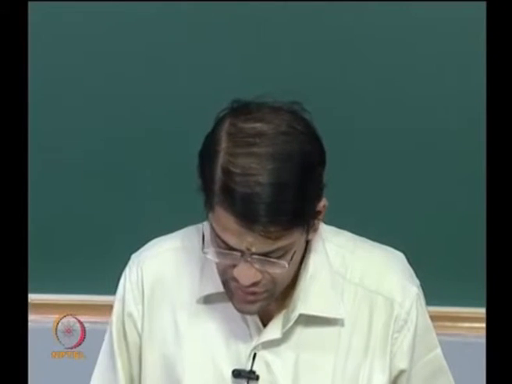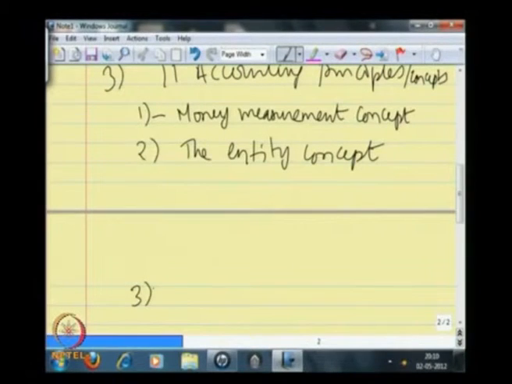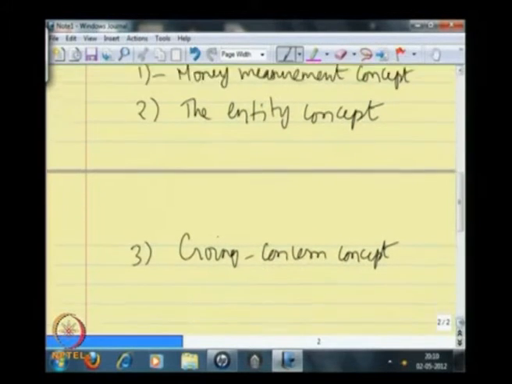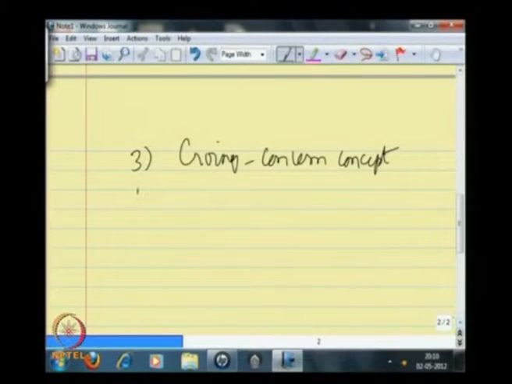The third assumption is the going concern concept. As the name suggests, the going concern concept is one that believes that any entity for which we are recording all this information is assumed to exist for a perpetual period of time.